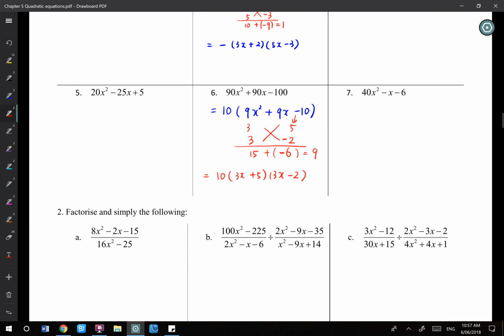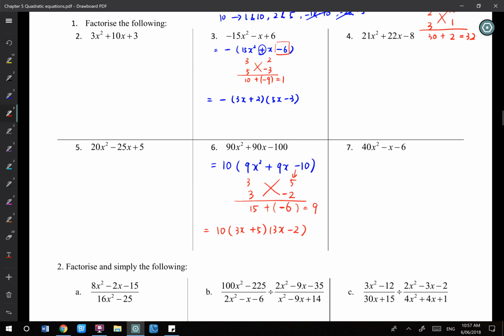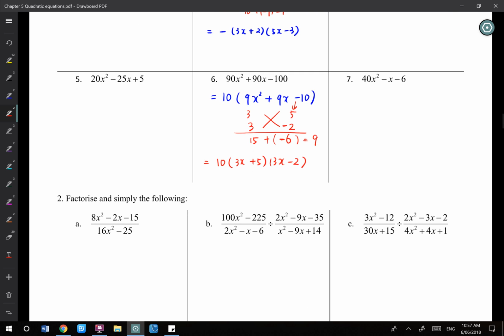Just complete the 7 questions, 1, 2, 3, 4, 5, 6, 7. You have about 20 to 23 minutes left, so you should be able to finish that. And then you can do the homework. Any questions? If you still have difficulty with that, you can come here and I can go through it with you. It's your practice time now.